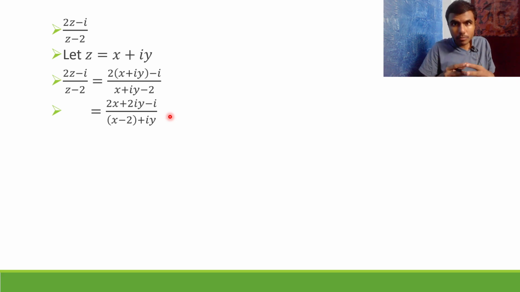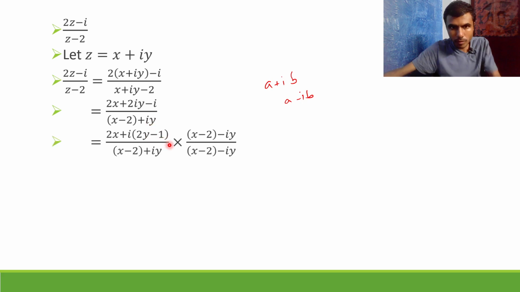Next, listen. Whenever you have a complex number in the denominator, how to simplify it? We multiply and divide by its conjugate. What is the conjugate of this? The conjugate of a plus ib is a minus ib. So the conjugate of this is going to be x minus 2 minus iy. So multiply and divide by that. There is one more property which you need to know: z into z bar is nothing but mod z square. A complex number into its conjugate gives modulus square.